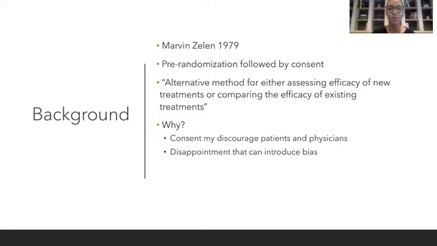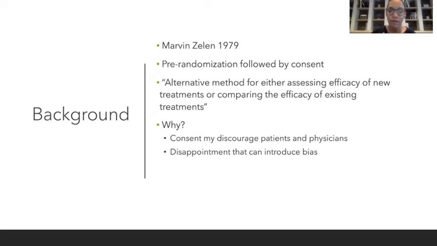He came up with this idea because he thought that patients are easily discouraged once they learn in the consent form about the two different treatments available, as physicians could be discouraged. Also, once patients have been randomized and realize which group they have been assigned to, they may be disappointed about this group assignment and may introduce bias, like performance bias, because they didn't want to be part of this group.